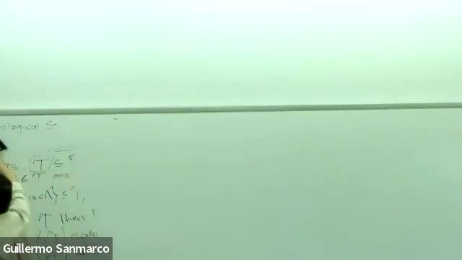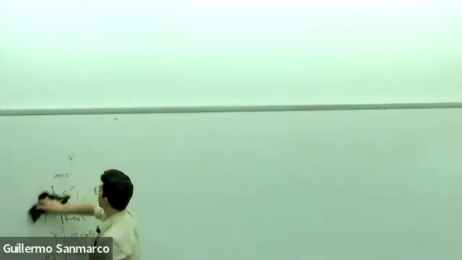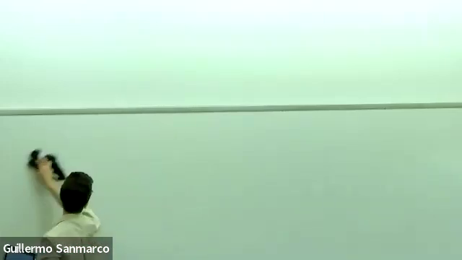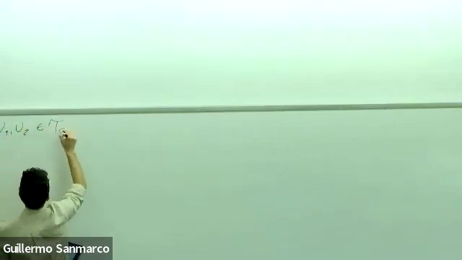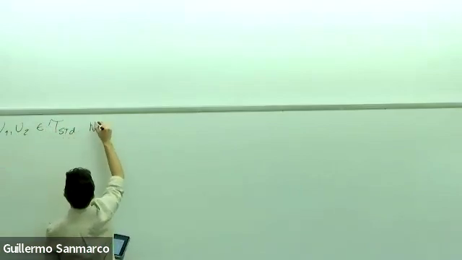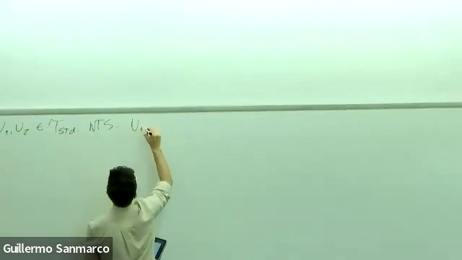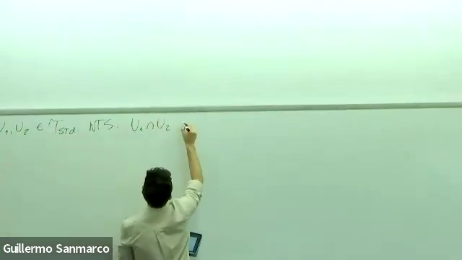So that's 1 and 2. Now I need to verify 3, which is what I'm erasing now. To verify 3, I need to take just 2 elements in T standard, and verify that the intersection is also in T standard. So part 3: let U1, U2 be in T standard, and now we want to show that the intersection U1 intersect U2 is in T standard.